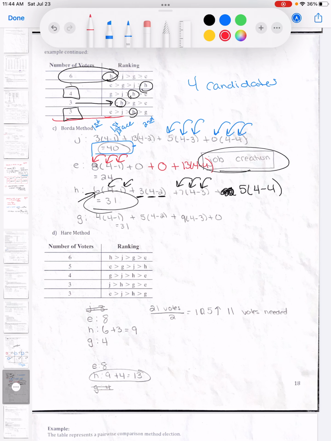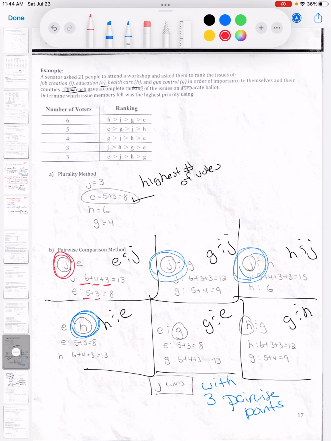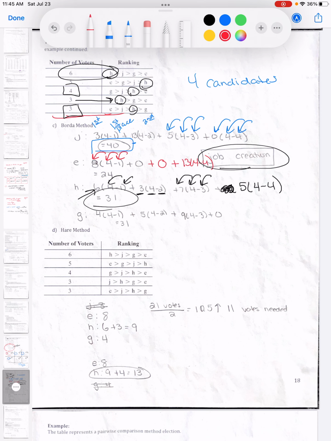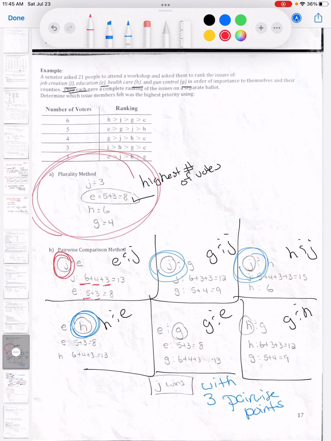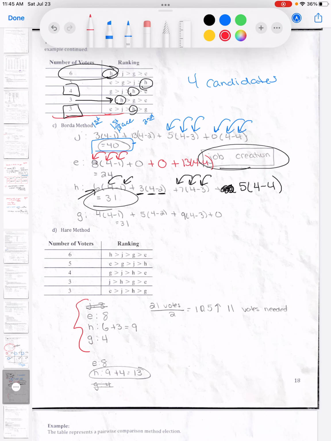So we start back with our same plurality. So what we used up here, so just our first place votes. So we've got those same ones right here with our first place votes. So same numbers, 3, 8, 6, and 4. You eliminate the lowest place as long as someone doesn't have majority. So I guess I need to figure out what majority is. So if I add all these up, there are 21 total votes.